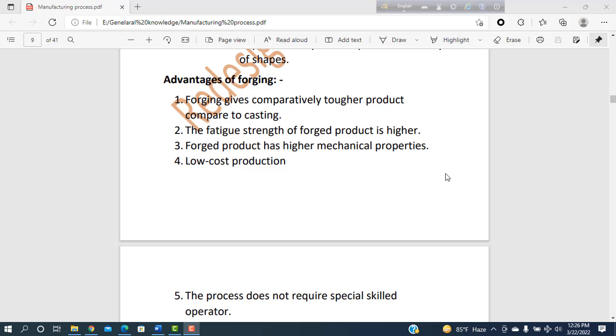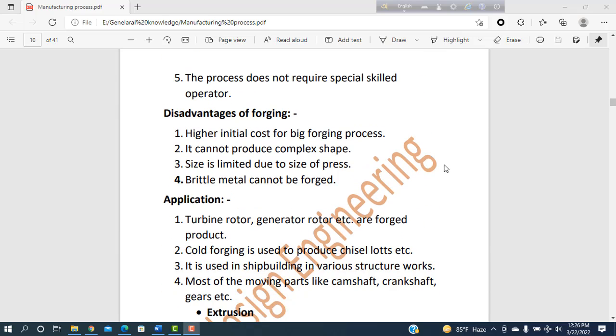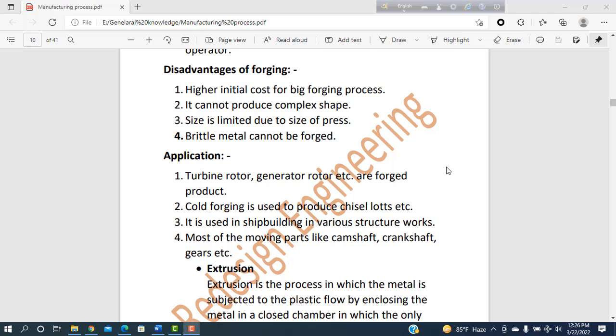Advantages of forging. Forging provides a comparatively tougher product compared to casting. The fatigue strength of a forged product is higher. Forged products have higher mechanical properties and low cost production. The process does not require a specially skilled operator. Disadvantages of forging: higher initial cost for big forging processes. It cannot produce complex shapes. Size is limited due to the size of the press. Brittle metal cannot be forged.